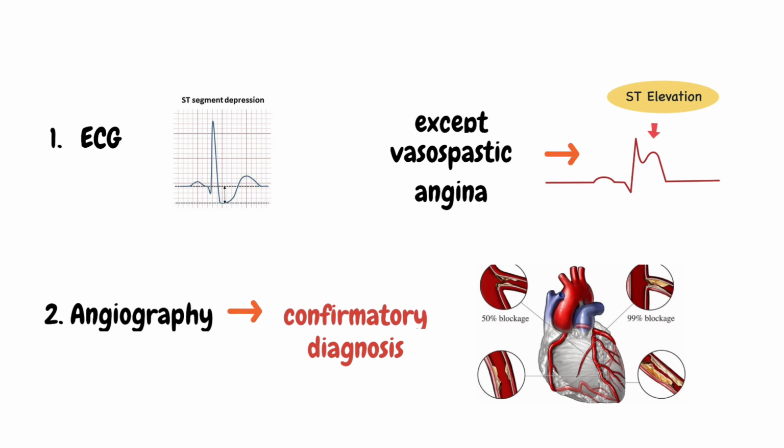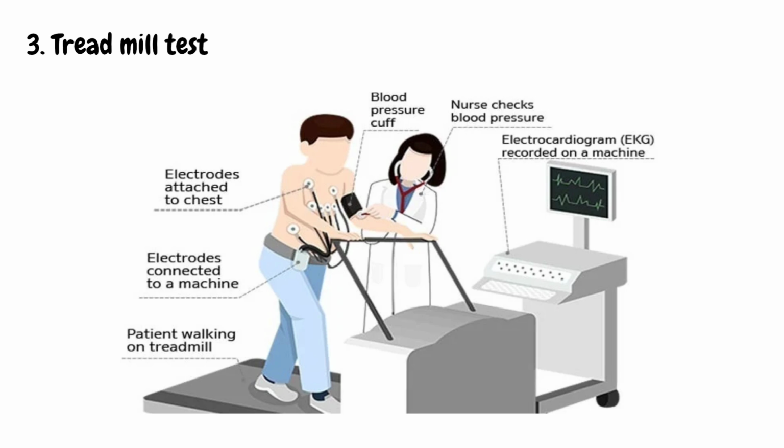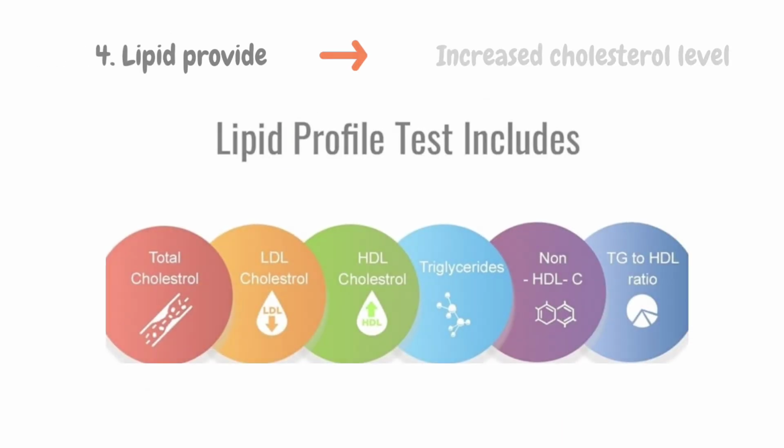Preferred diagnosis for screening is the treadmill test. It involves walking or running on a treadmill. This test is utilized to assess how effectively the heart responds when it is working harder than it does at rest. In lipid profile, we may find increased cholesterol level.